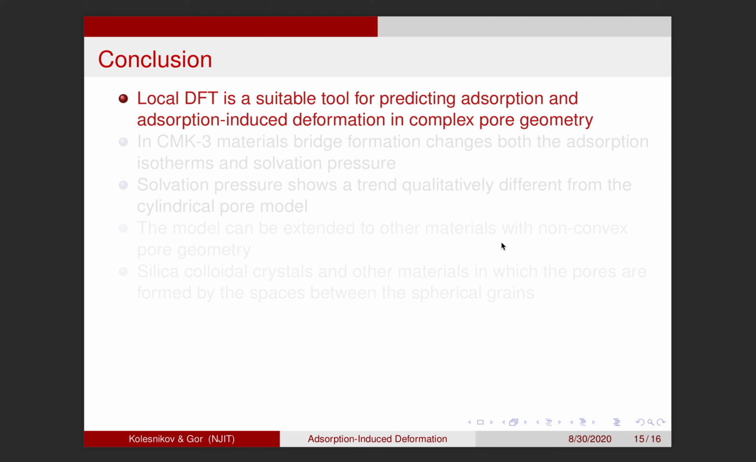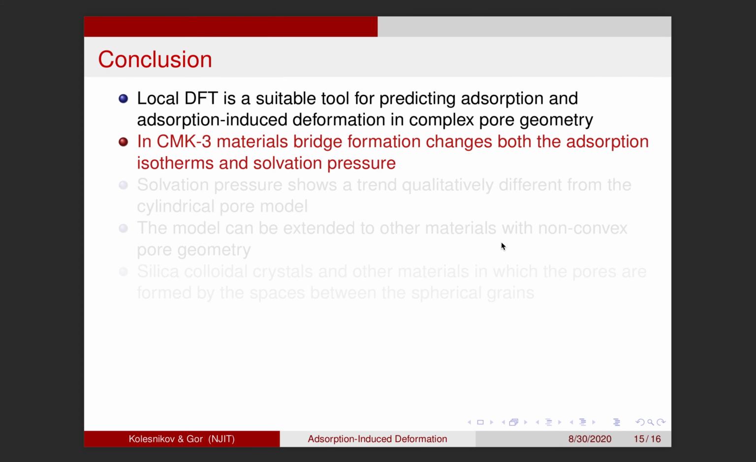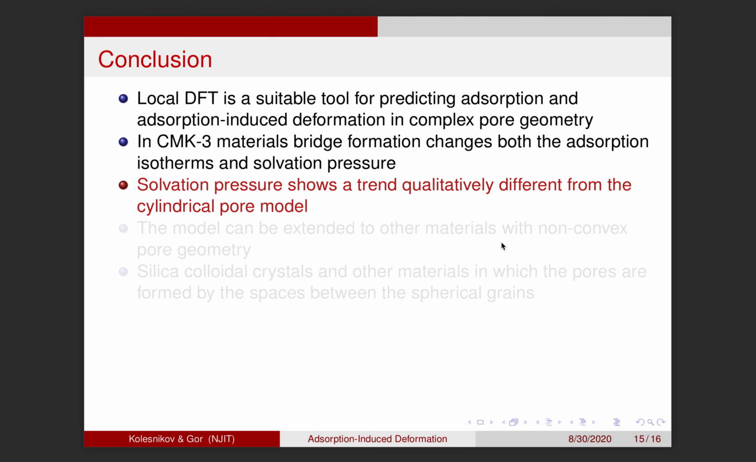So with that, I'd like to conclude. First of all, local DFT is a relatively simple tool, much cheaper than non-local DFT or QSDFT, and it can be used for these two-dimensional problems. So local DFT is a suitable tool for predicting adsorption and adsorption-induced deformation in complex pore geometry. In CMK3 materials, bridge formation changes both the adsorption isotherms and solvation pressure. Solvation pressure shows a trend which is qualitatively different from the cylindrical pore model, and that's extremely important.